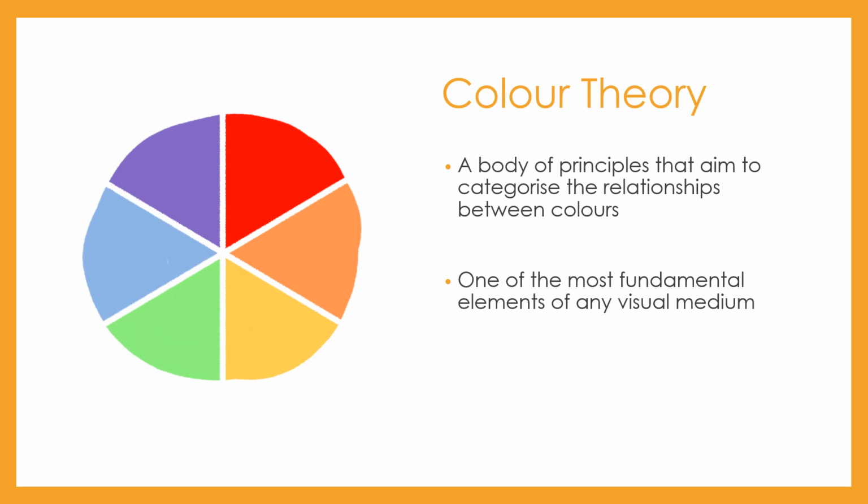So I'm going to start off with colors and color theory, because it's important. Color theory is basically just a way of trying to categorize which colors look good together and for what reasons, and the emotional ties behind them. So it's used a lot.